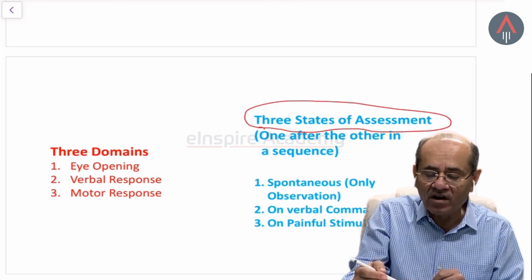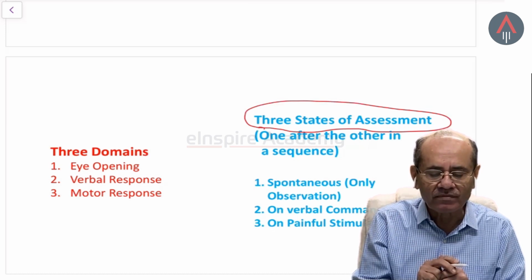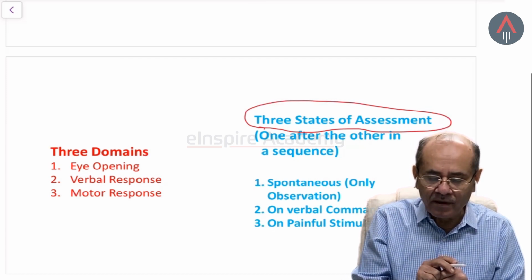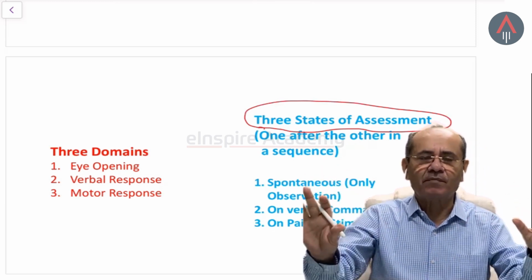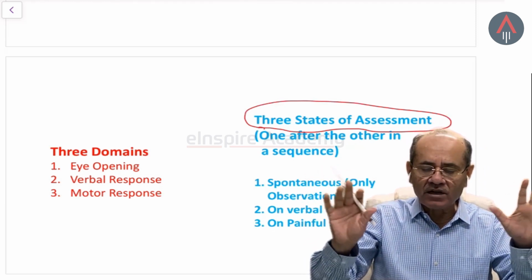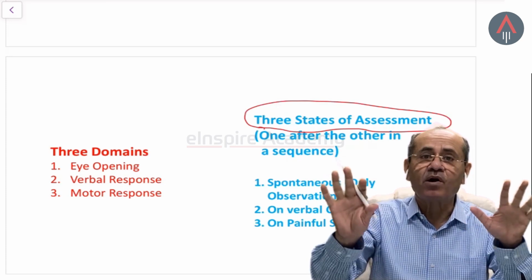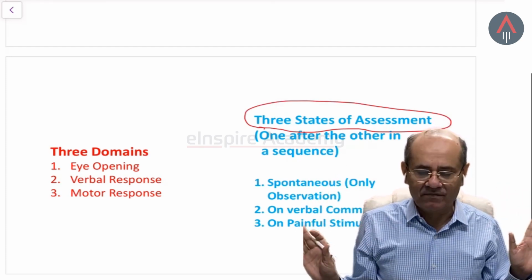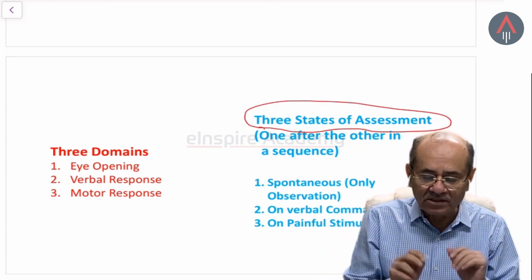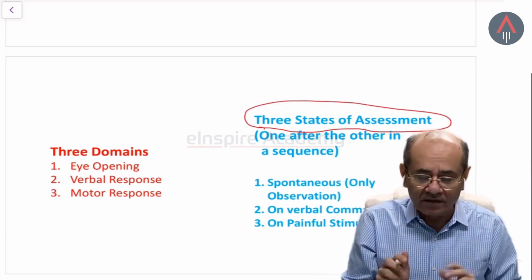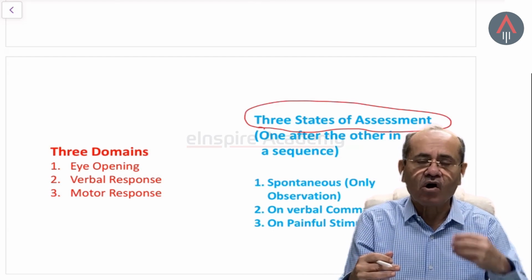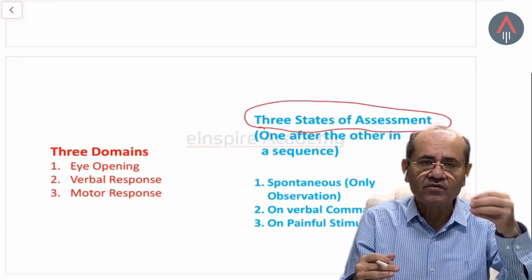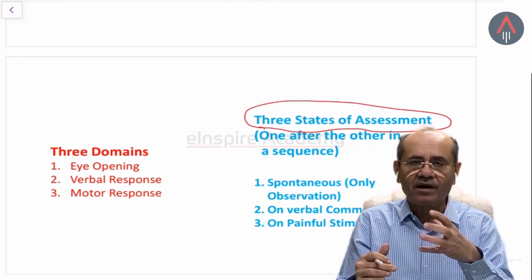And they are done one after another in a sequence. The first state of assessment is that you simply observe the person in coma. Whatever is happening, you say this is happening spontaneously, I am not doing anything. Observation. The second stage, if nothing is happening, is that you try to give a verbal command to the patient. You call his name, you can give him some command, that's verbal command.